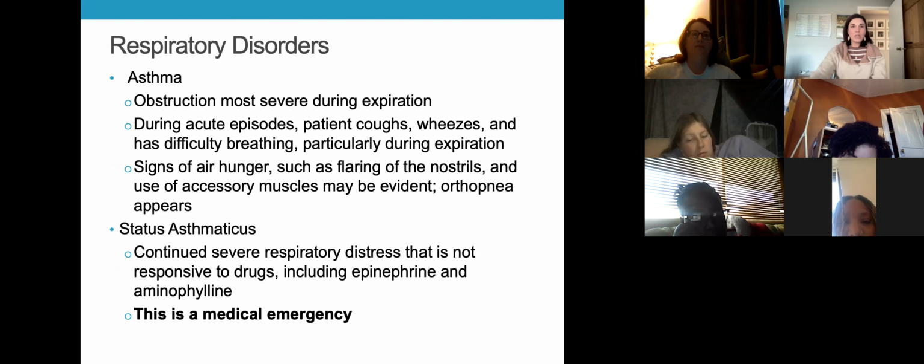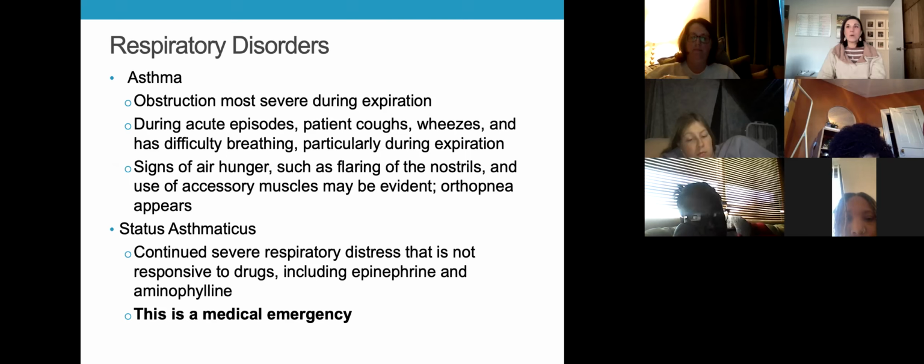For asthma, it's going to be just like adult asthma. We've got an obstruction that's going to be most severe on expiration. You can have acute episodes where they're coughing, wheezing, having difficulty breathing. Watch for signs of air hunger. So those nostrils flaring, using our accessory muscles, orthopnea.